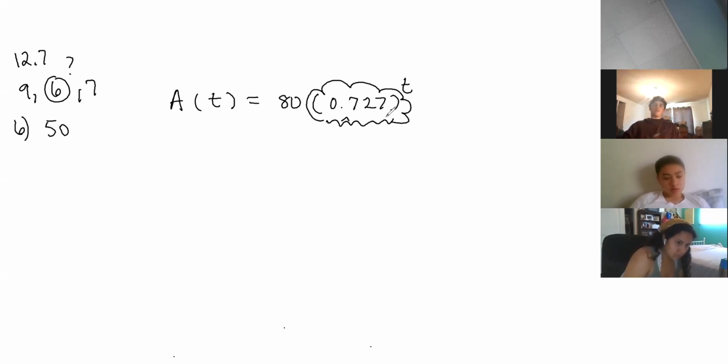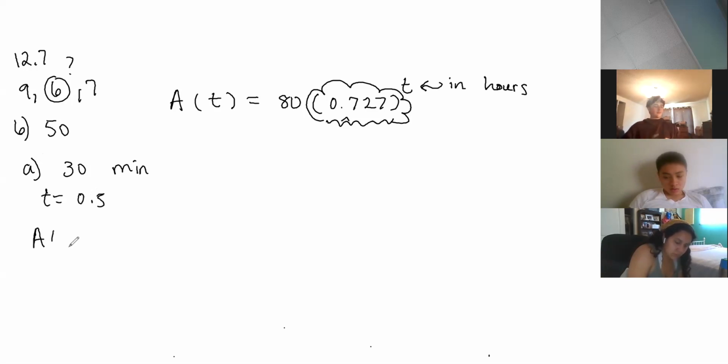Okay, part A: how much of the anesthetic is present in the patient's circulatory system 30 minutes after the anesthetic is administered? T is the time, in hours is what the paperwork says. So when I plug it in for part A, 30 minutes later, would I plug in 30 for T or 0.5? 0.5. A of T equals 80 times 0.727 raised to the, not 30th power, that's just what I told you not to do, raised to the 0.5. And you would just plug that in your calculator.